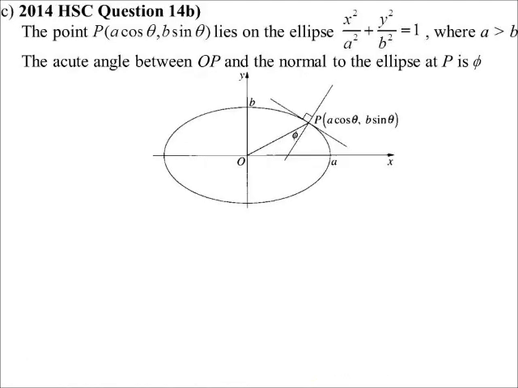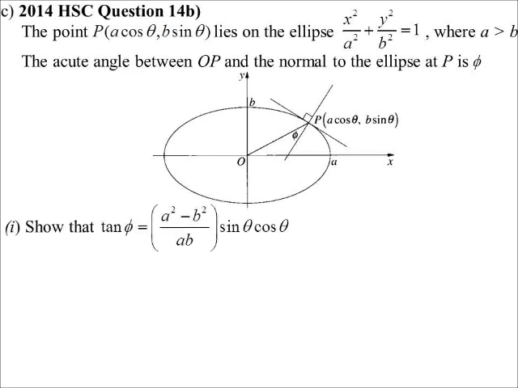There was another one in 2014. This is one dealing with the ellipse. So parametric, we've got our tangent and our normal marked in. Show that the tan of phi is a squared minus b squared on ab sine theta cos theta.